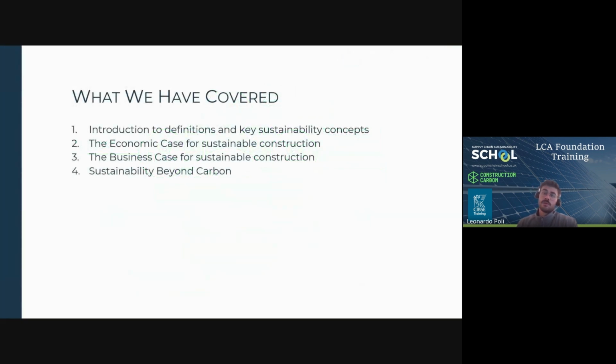So the aim of this module was to provide future life cycle assessors with an appreciation of the full range of implications associated with sustainable construction from an environmental, economic, and social perspective. This module explains the economic and business benefit of building sustainably with an overview of sustainability beyond carbon. First, we covered definitions and a brief overview of key sustainability concepts. We then went through economic and business aspects related to sustainable construction, and finally, we concluded with sustainability beyond carbon.